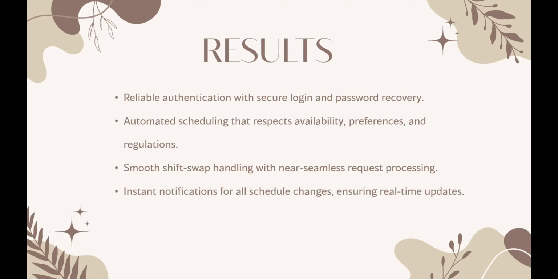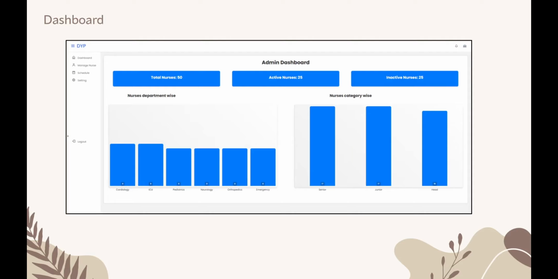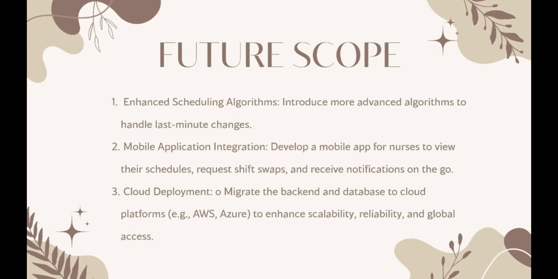Our shift swap feature makes it easy for nurses to coordinate while keeping the process fully under admin control. And with the real-time notifications, all updates, whether it's a new schedule or a shift swap request, are communicated instantly, reducing confusion and improving coordination. To give you a better view, we have added some screenshots from the system. So here is the home page where both admins and nurses can log in. Next, the admin dashboard showing all staffing data and graphs, and finally the nurse schedule view where nurses can check their shifts.